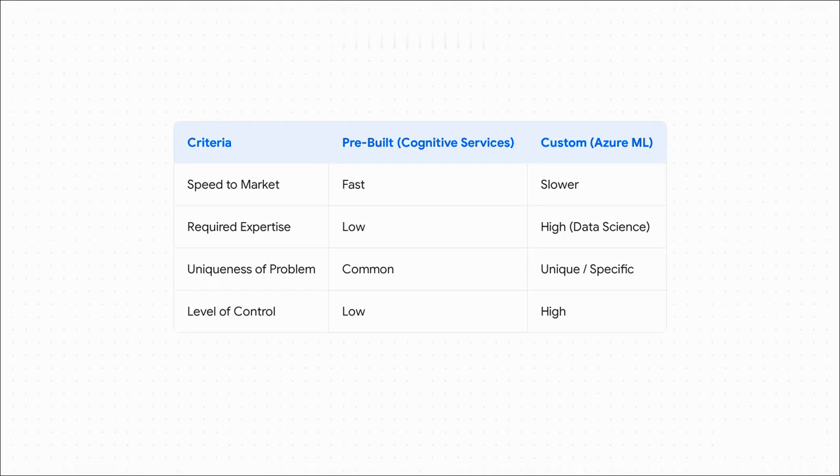This table pretty much sums it up. If what you care about most is speed to market, getting something out the door fast, then the pre-built quick route is your answer, hands down. If you don't have a team of data scientists on call, the low required expertise of pre-built services is a lifesaver. Is your problem common, like text translation? Go pre-built. Is it super unique to your business, like our churn example? You gotta go custom. And finally, if you need a total, granular level of control over every single detail, well, the custom path is really your only option.